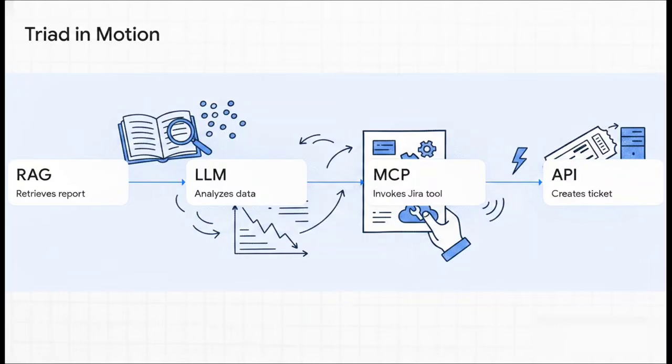the baton. Step 1. Your AI uses RAG to dive into your secure company vector database and retrieve the private latest sales report. Step 2. The LLM reads that retrieved text and realizes, revenue did in fact drop below target. Step 3. Knowing it needs to take action, the AI uses the standard MCP protocol to reach out and invoke the Jira tool. Step 4. The Jira tool takes that request and makes a standard HTTP API call to Jira servers to actually create the ticket. Boom. RAG provided the knowledge, MCP provided the standardized instructions, and the API executed the final system communication. It's an absolutely perfect relay race.